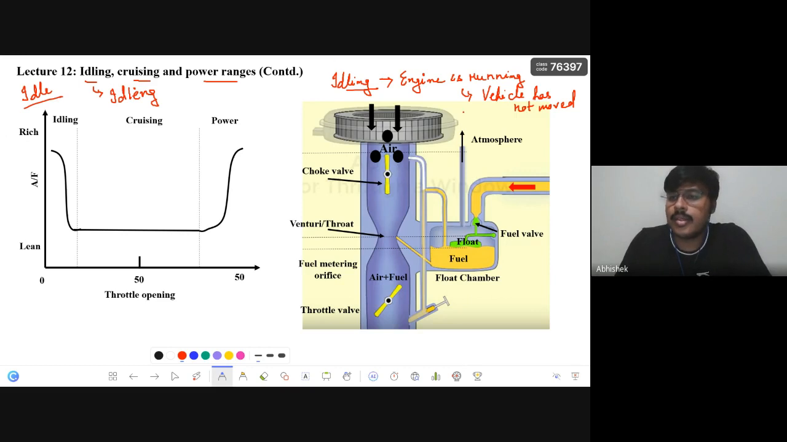As I said that engine is running, vehicle has not moved, then you might be thinking that okay, we don't need rich mixture, we only need a lean mixture, but that is not the case. There is a concept which is called dilution of charge. What is this? This one is already covered in the lecture. I will say it briefly.